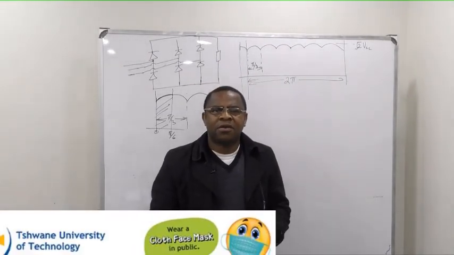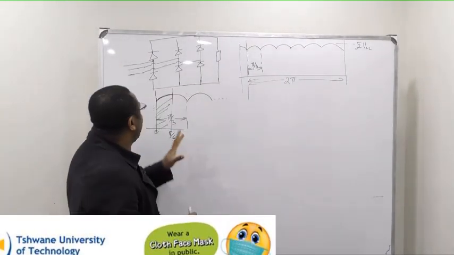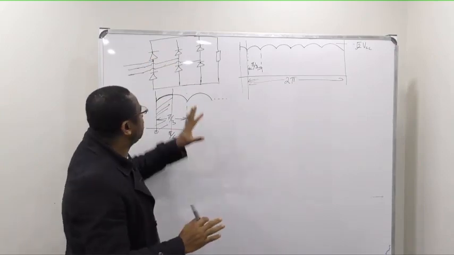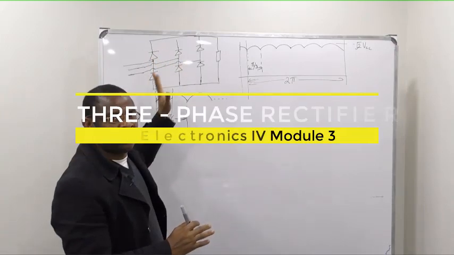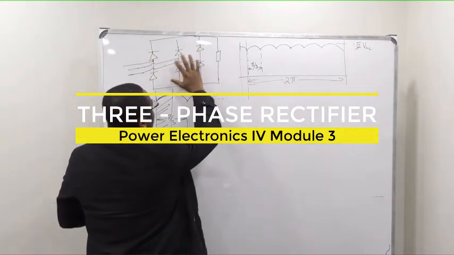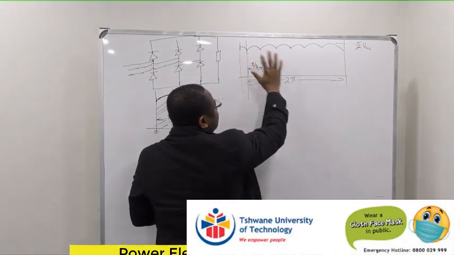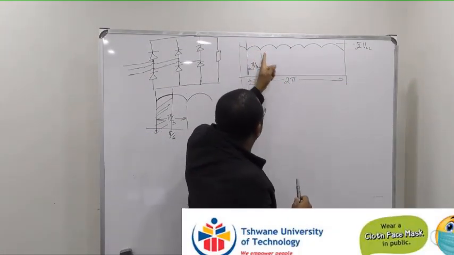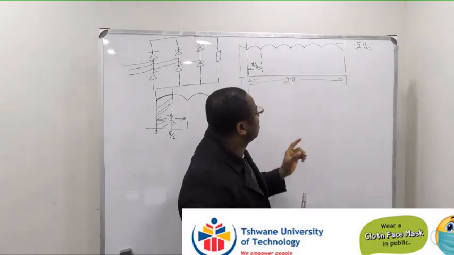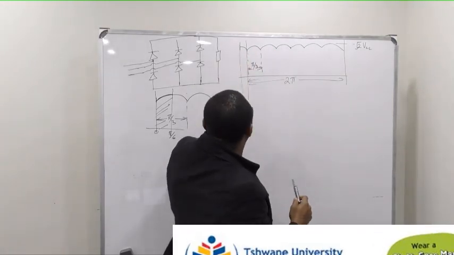Good everyone, you are welcome back. Now, from our previous video, we dealt with a three-phase diode rectifier, and we saw that the output of a three-phase diode rectifier looks like that. That is the DC output here.